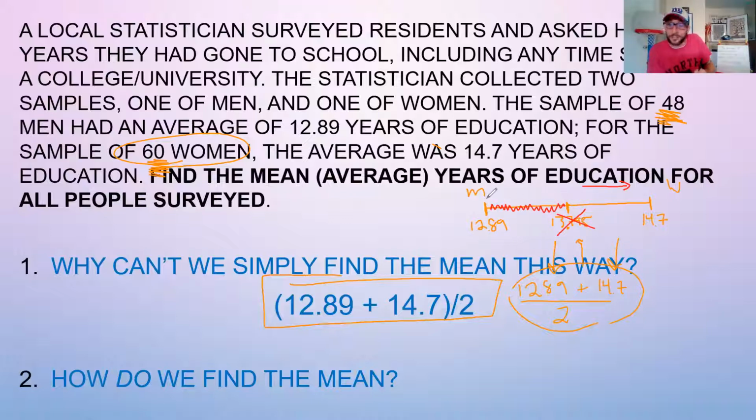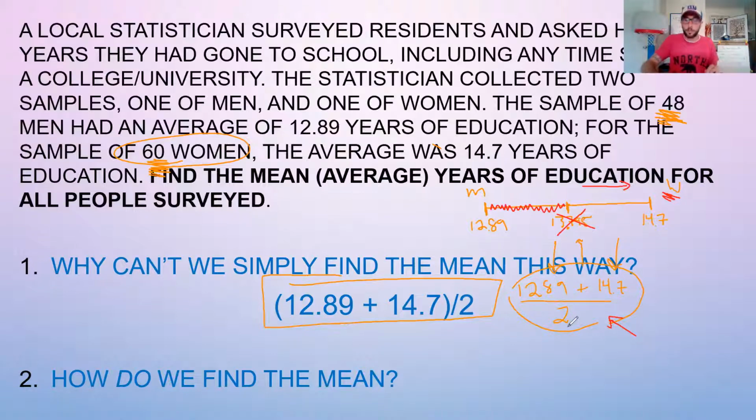13.795. The overall average for all 108 people isn't going to be closer to 12.89 because the men group was smaller. The overall average for all 108 people is going to be closer to 14.7 because the women were the larger group. So the problem with this method is that it does not consider the fact that there are different sample sizes. So now the question becomes, well, how do we find the average?